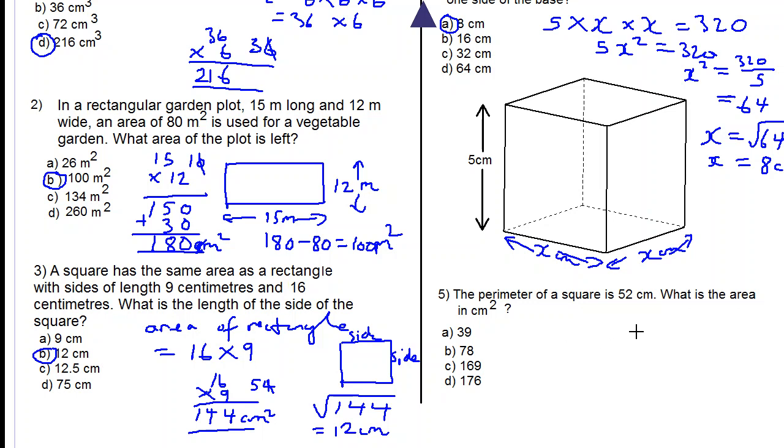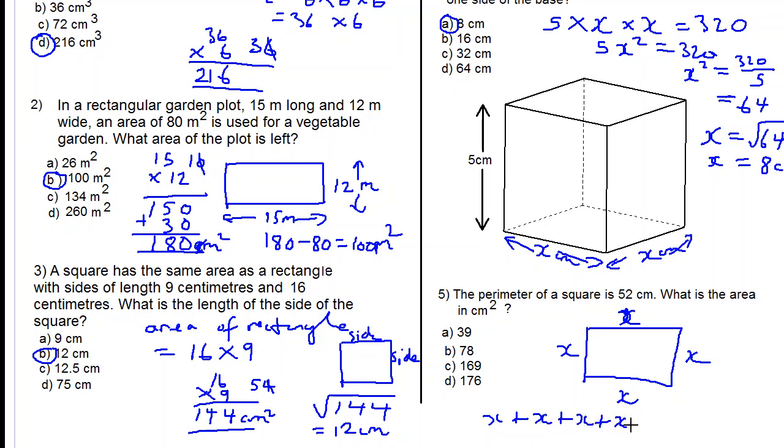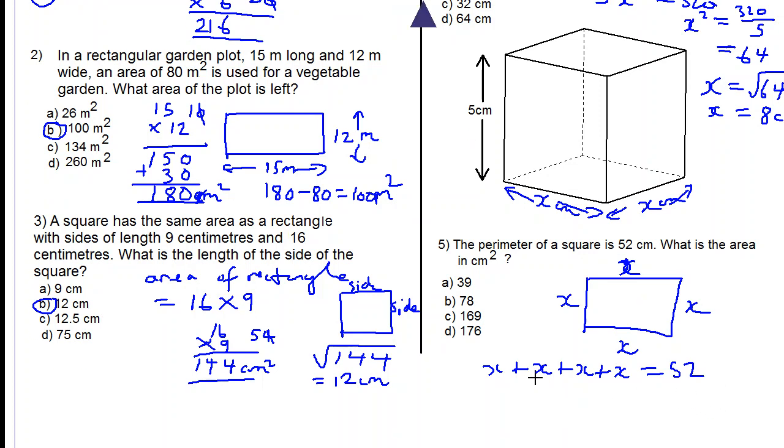Let's move on to number 5. The perimeter of a square is 52 centimeters. What is the area in centimeters squared? So a square has all sides equal. So let's say the length of the side is x. And when we add up these x's, when we say x plus x plus x plus x, we get a perimeter which is 52. So x plus x plus x plus x gives 4x is equal to 52. And let's divide both sides by 4. So 52 over 4. 4 into 5 is 1, remainder 1, 4 into 12 is 3. So we know that the length of one side of the square is 13 centimeters.